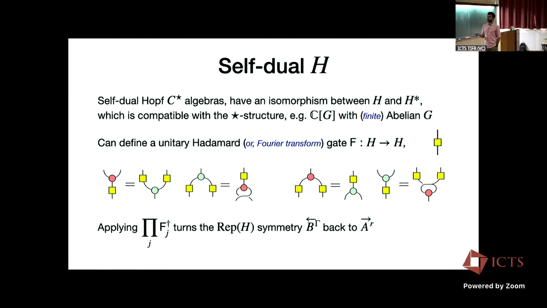So now if I act with this F dagger, that will turn the rep H symmetry back to the rep H dual symmetry. So you started with A symmetries, you gauged, you went to B symmetries, which is like rep Z2 or product of Z in the Ising example. But then you did this unitary transformation, you made a change of basis, and you went back to A.